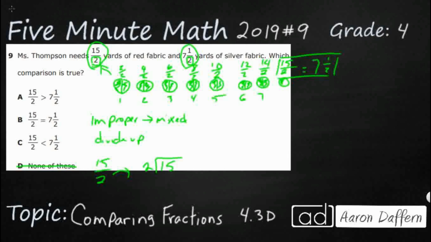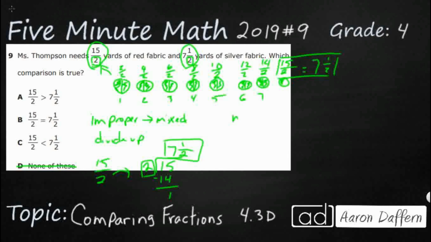2 goes into 15 7 times. So there we go. I've got a remainder of 1. We don't necessarily do remainders. What we do is if we have a remainder, that becomes the numerator of our mixed number. And if we have a numerator, that means we need a denominator, which ends up being 2, because that doesn't change. So 15 halves is the same as 7 and 1 half.